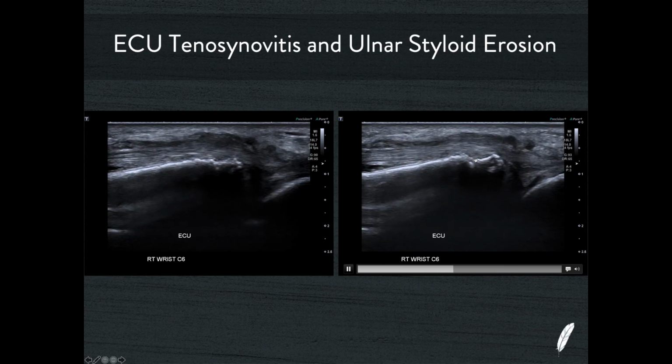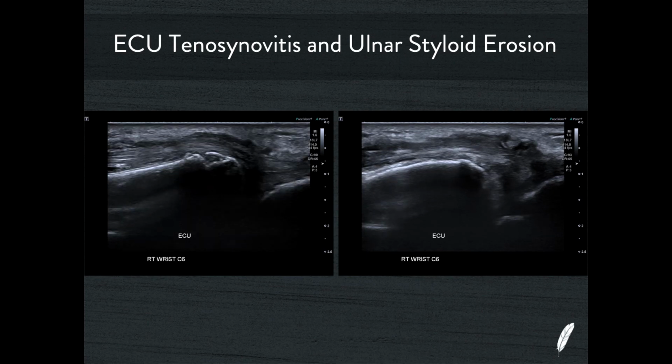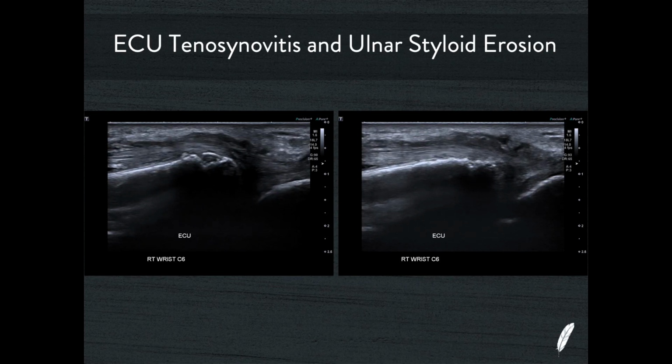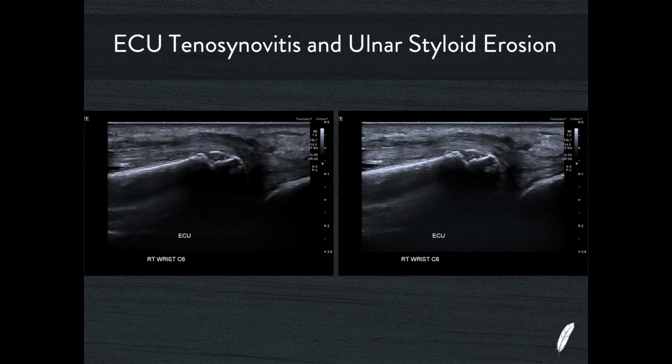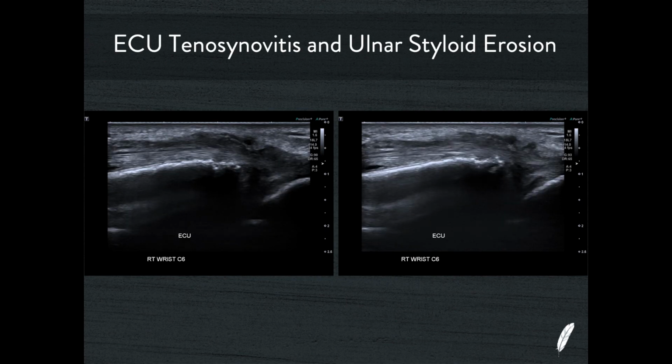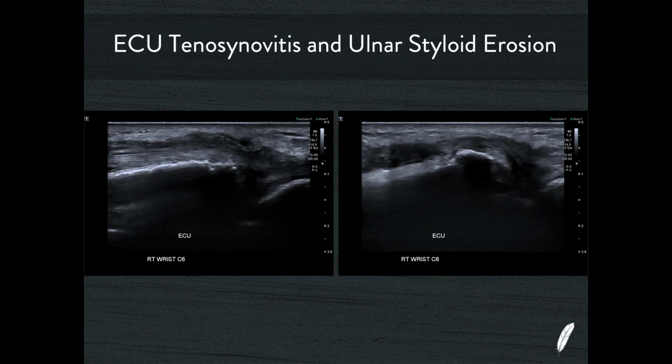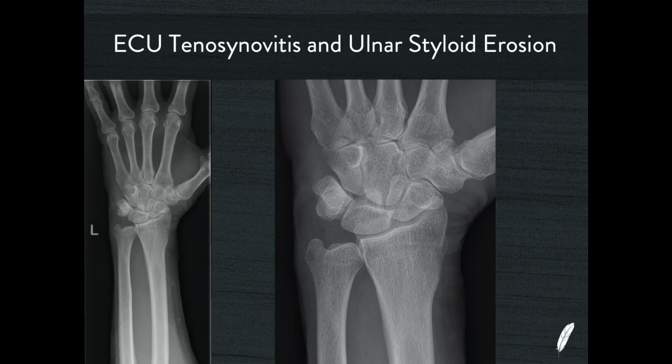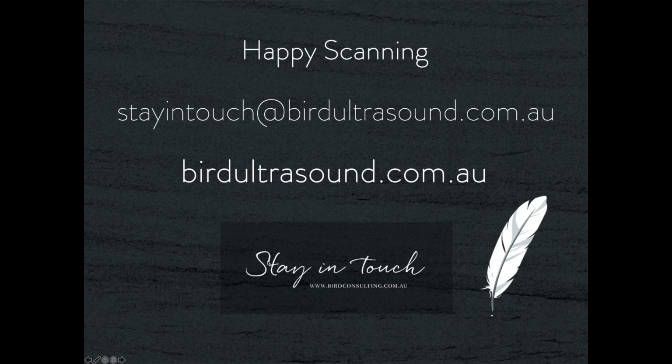So instead of just making a diagnosis of ECU tenosynovitis, let's make a diagnosis of that, plus get the patient to see a rheumatologist for a rheumatological workup, because that's what they really require. This is the same patient, and you can see this demineralization here of the ulnar styloid quite beautifully on the plain radiograph.